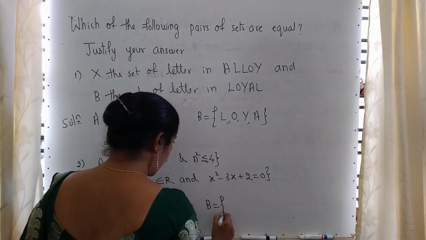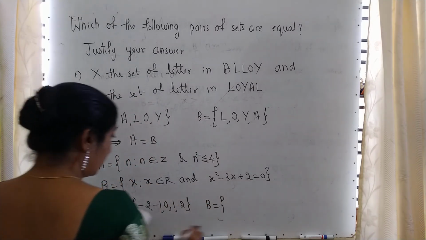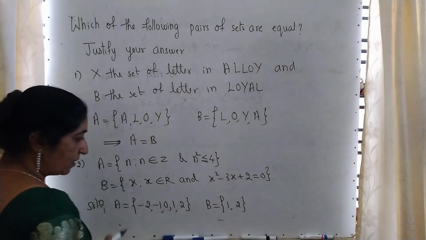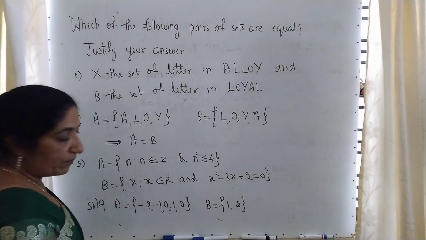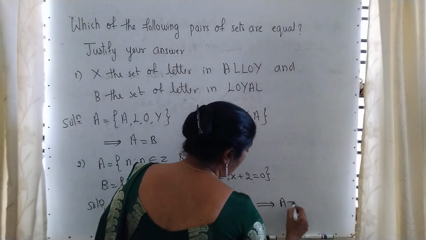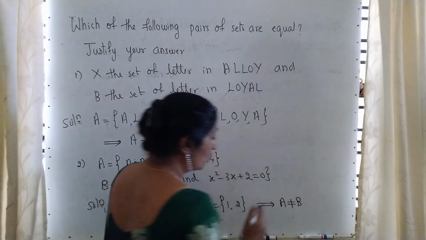What is the set B? By solving this equation, you are getting 1 and 2. Now compare set A and set B. Do they contain the same elements? No, they are not containing the same elements. This implies A is not equal to B.